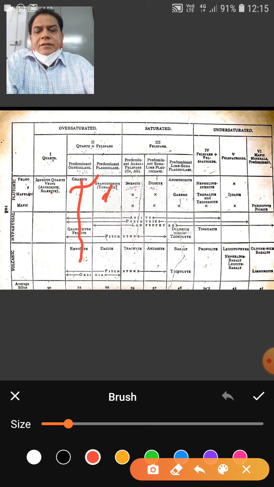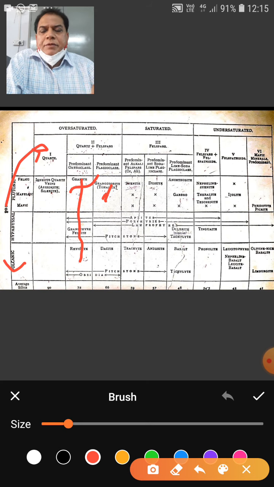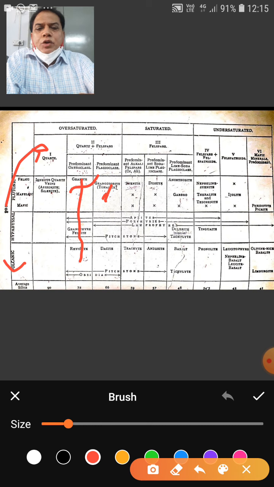This is the only one thing I would have suggested to Tyrrell: that instead of taking plutonic at the top, he should have taken it at the bottom and volcanic at the top, because that is logical with respect to their mode of occurrence. The granites are plutonic, they should be at the bottom, and the volcanics should be at the top. So if he had reversed this order, it would have been better. By the way, what he has done is he has made the horizontal rows of plutonic, then hypabyssal, then volcanic.